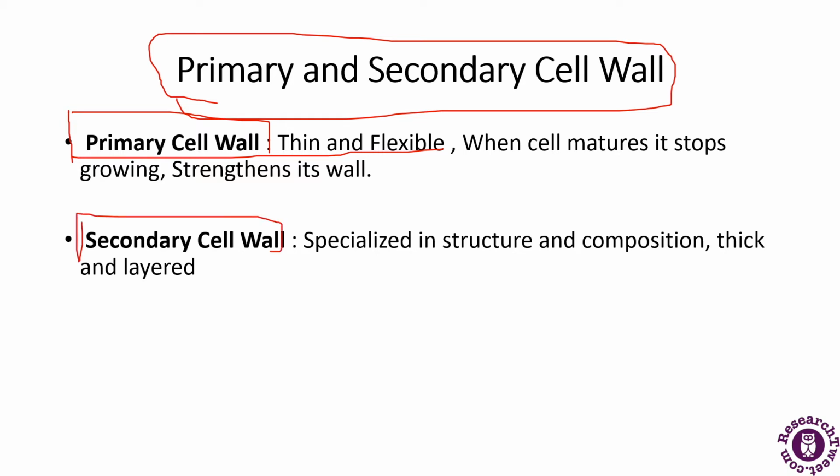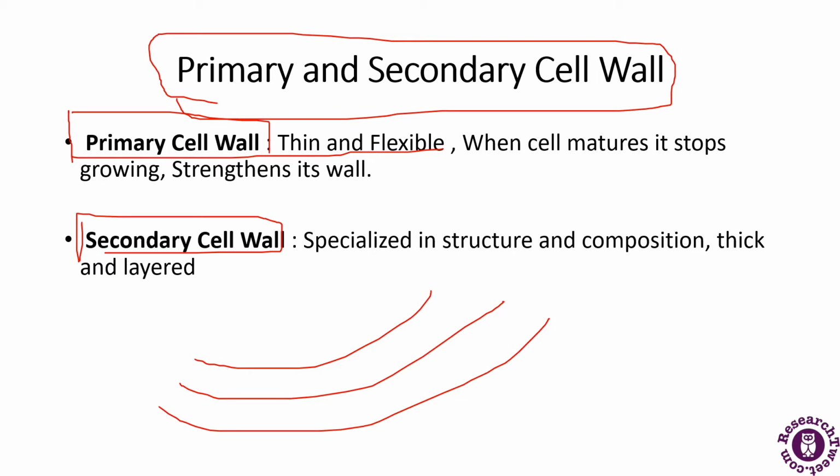Next we will discuss the secondary cell wall. The secondary cell wall is present between the plasma membrane and the primary cell wall. For example, this is the plasma membrane, and this is the primary cell wall, and it is present between them. Secondary cell walls are more specialized in structure and composition as compared with the primary cell wall. The secondary cell wall is thick and layered.